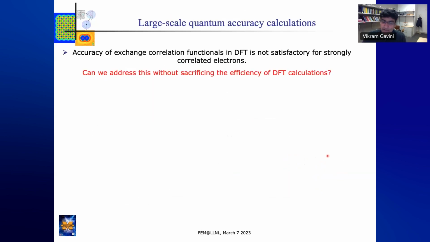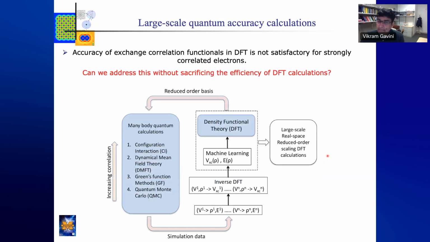So I'm almost out of time. I just want to mention that we're also working on improving the accuracy of the exchange-correlation functional itself in density functional theory. The main idea is as follows. We are doing many-body quantum calculations, which are only accessible for very small system sizes. These are accessible for maybe system sizes of the order of tens of electrons to maybe 100 electrons or so.